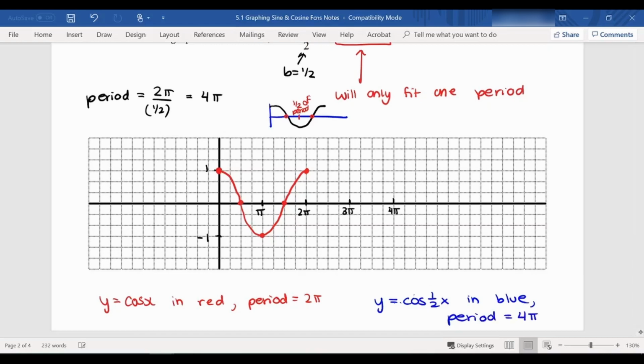So again, my maximums did not change. I'm going to start at my maximum and end at my maximum at 4 pi. My minimum is halfway, which is at 2 pi. And I'm going to cross my axis halfway between each of those. Again, I hate drawing it from the first value on the left, so I usually start from one of the middle points.